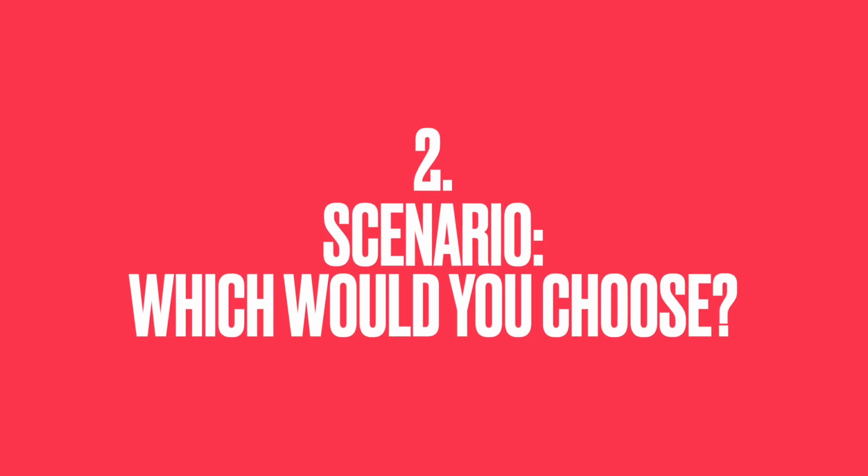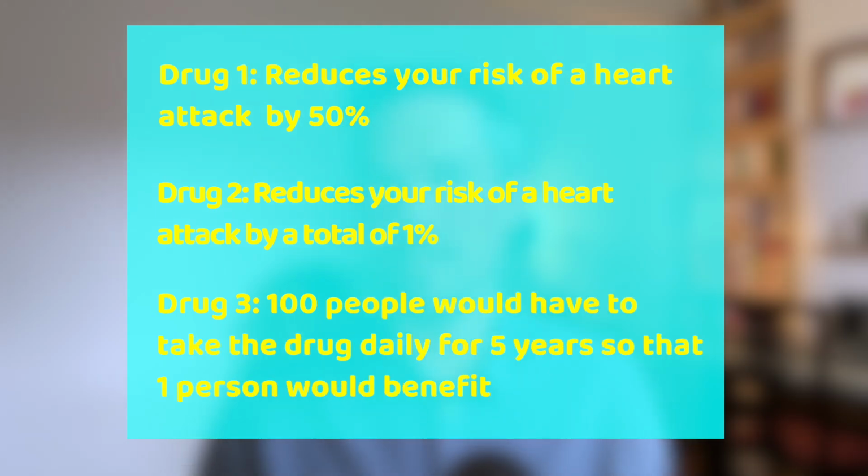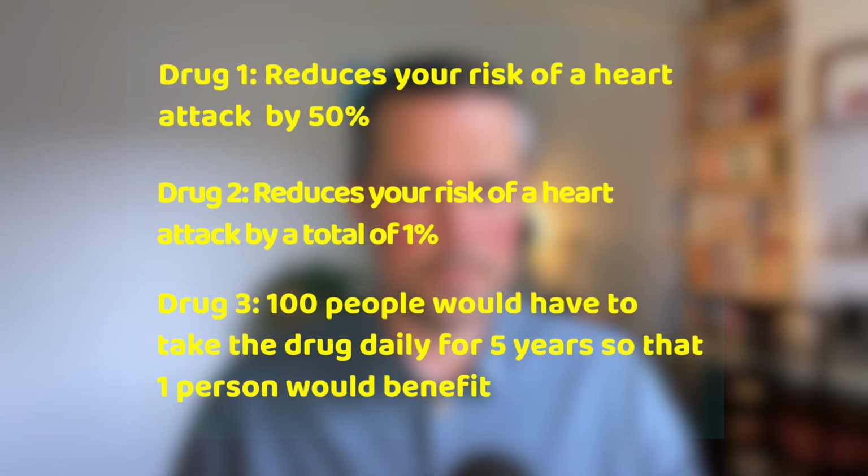Here's a scenario. What if I was to offer you one of these three drugs? Which would you take? The first drug would reduce your risk of having a heart attack by 50%. The second drug would reduce your risk of having a heart attack by a total of 1%. There's a third drug. 100 people would have to take that drug every day for 5 years, and only one of those people would benefit. 99 people would take the drug without accruing any benefit at all. What drug would you choose?